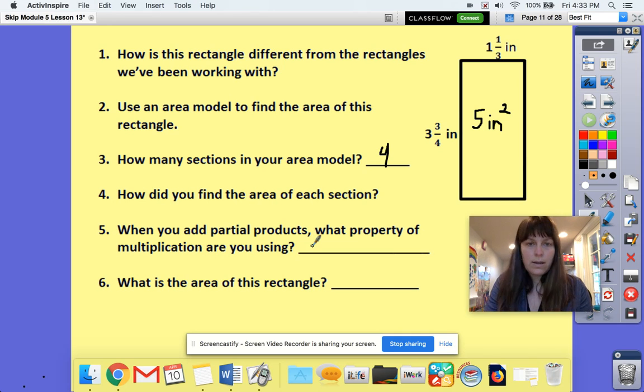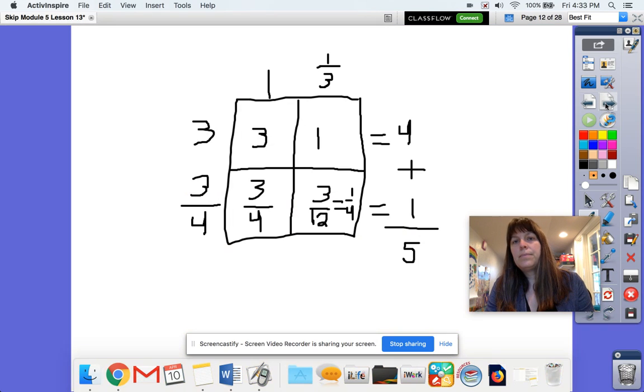I'm not going to take the time to write it out. What is the area of this rectangle? And we have it here. It is 5 inches squared, or 5 squared inches. Moving on.